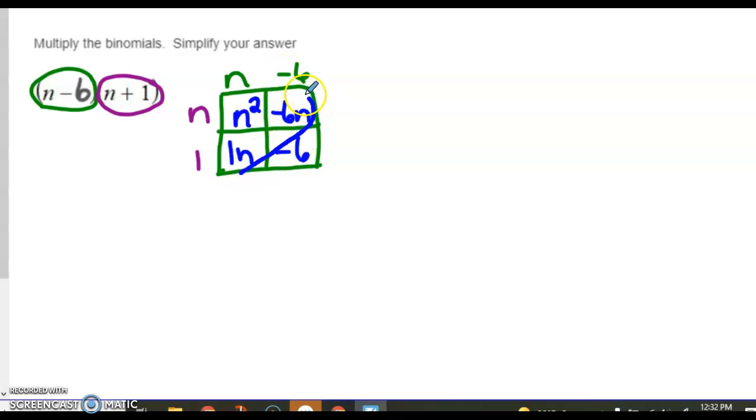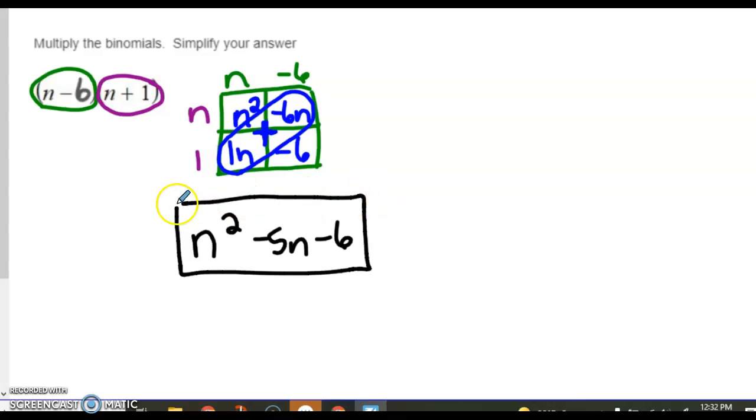And then we're going to combine our like terms. And I like how this makes a little plus sign in the middle. That reminds me to add those together. So the way I write it is I write down my n squareds first. So n squared. And then -6n plus 1n is -5n. And then I write down my -6 at the end.